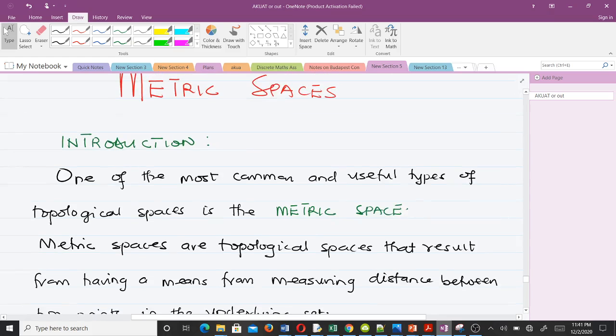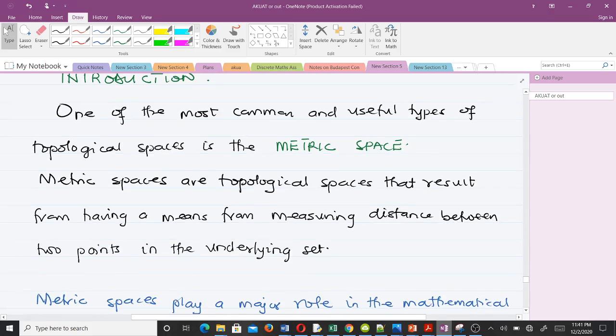So metric spaces, let's take an introduction. One of the most common and useful types of topological spaces is the metric space. Metric spaces are topological spaces that result from having a means of measuring distance between 2 points in the underlying set. So when you talk about metric spaces, we are always looking at a means of measuring distance between 2 points. Let's say we have a point x and a point y, and we want to measure the distance between these 2 points. That's when we apply metric spaces.